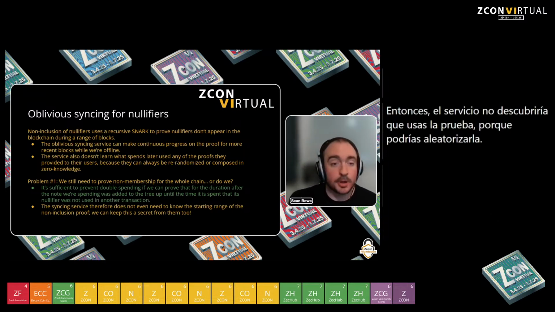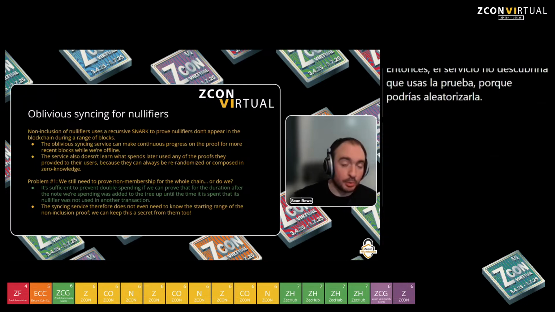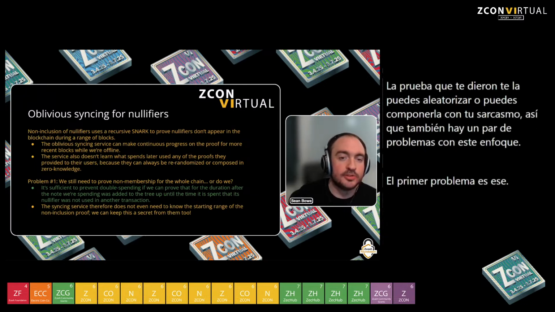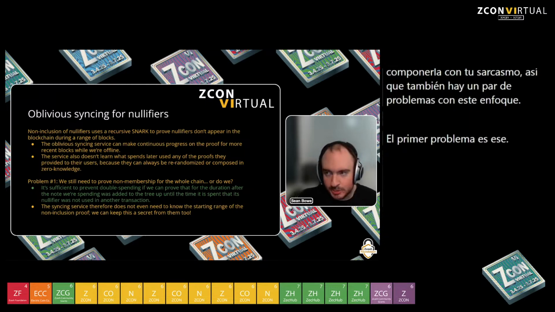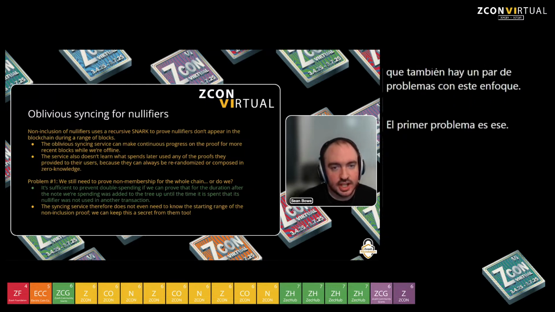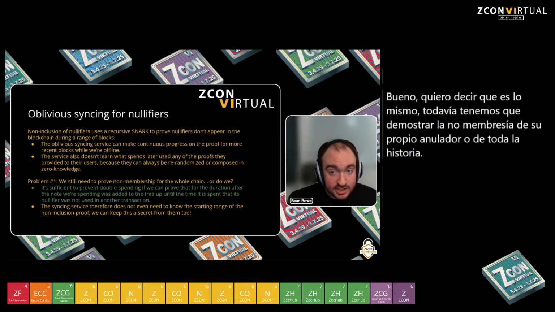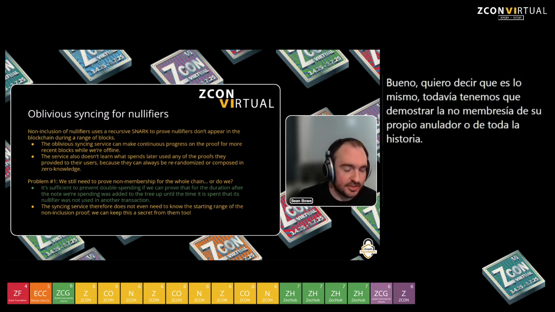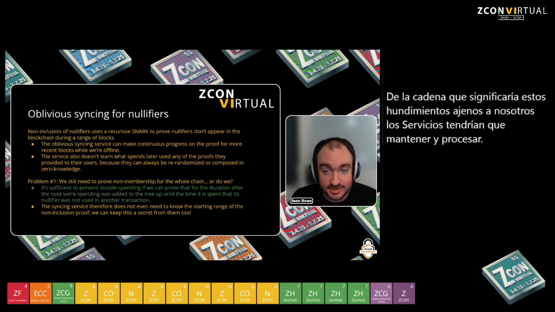So there are a couple problems with this approach as well. The first problem is, well, I mean, it's the same problem. We still have to prove non-membership of a nullifier for the entire history of the chain, which would mean that these oblivious syncing services would have to maintain and process requests over the entire history of the previous nullifiers, which is part of the problem that we're actually setting out to solve.